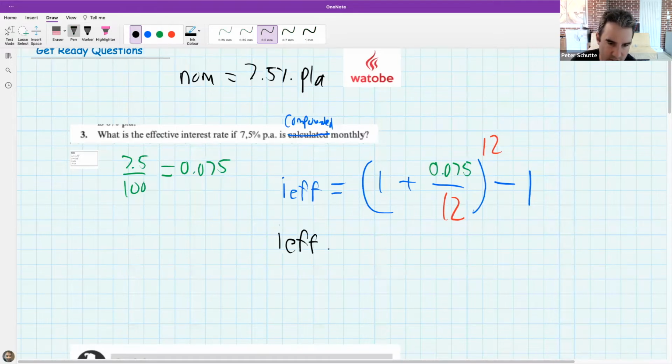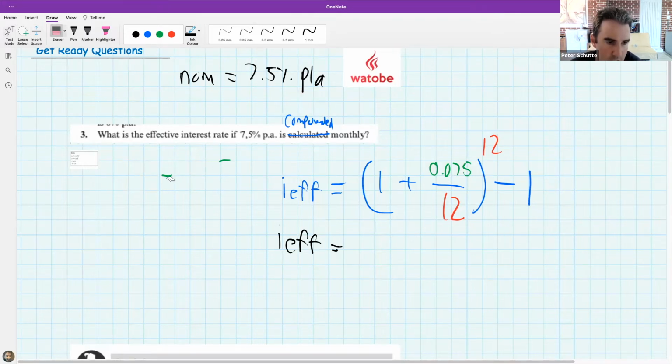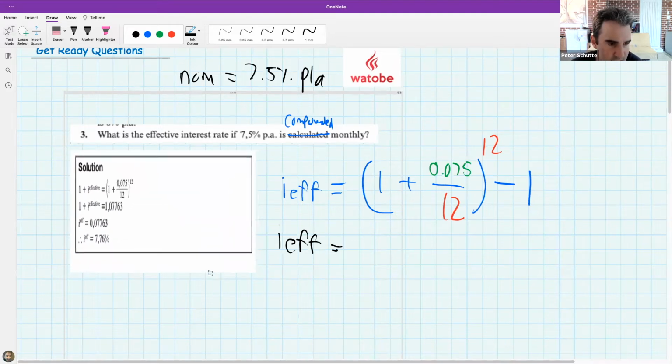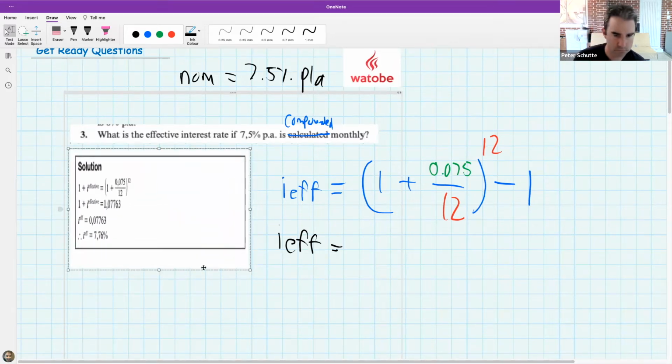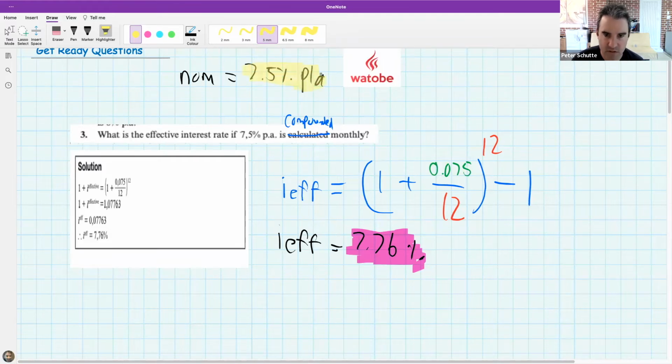And that's what I want to see in the chat from students. What are we getting for that amount? I'll give a little bit of time there. So the effective rate, you should get 7.76%. Now, what you notice is that the effective interest rate is higher than the quoted nominal interest rate, because that was 7.5 to deal with.